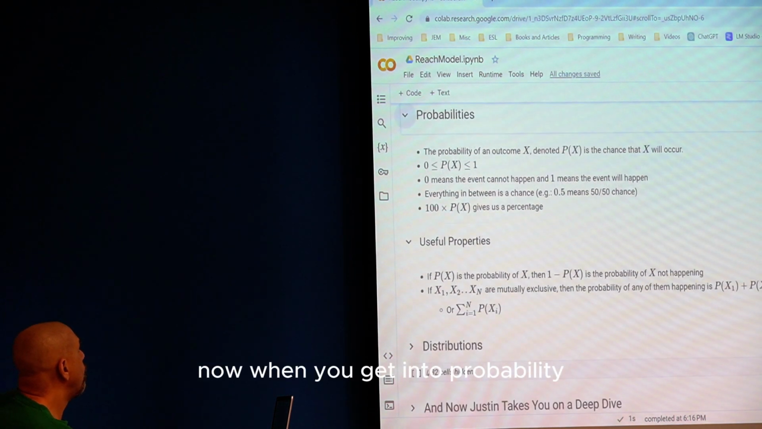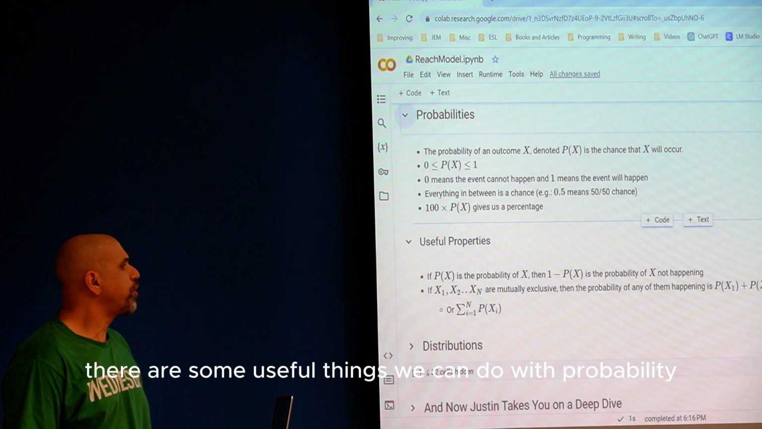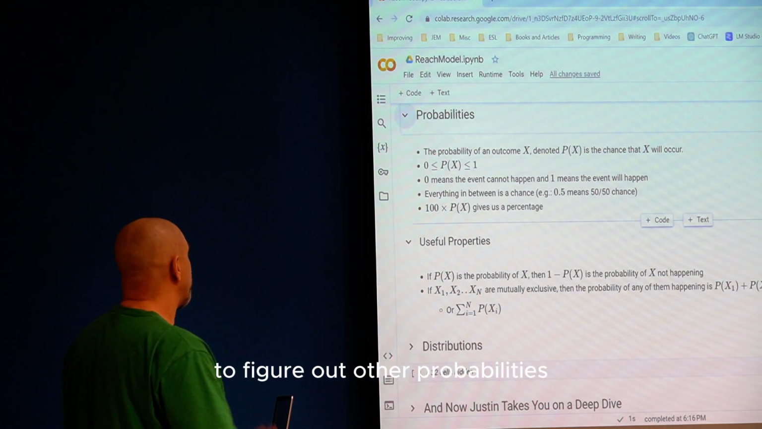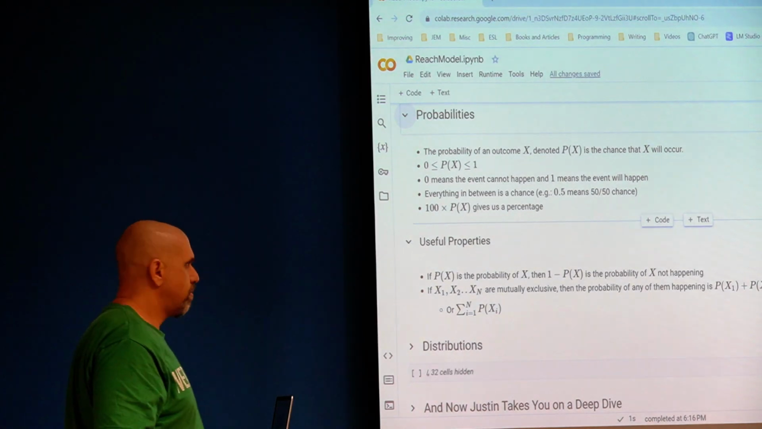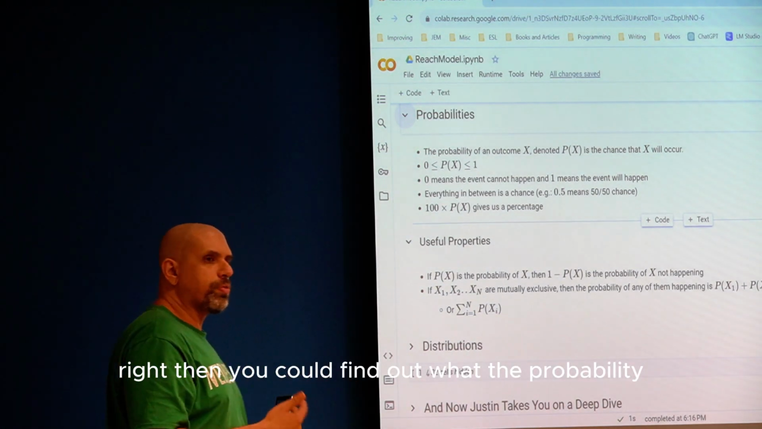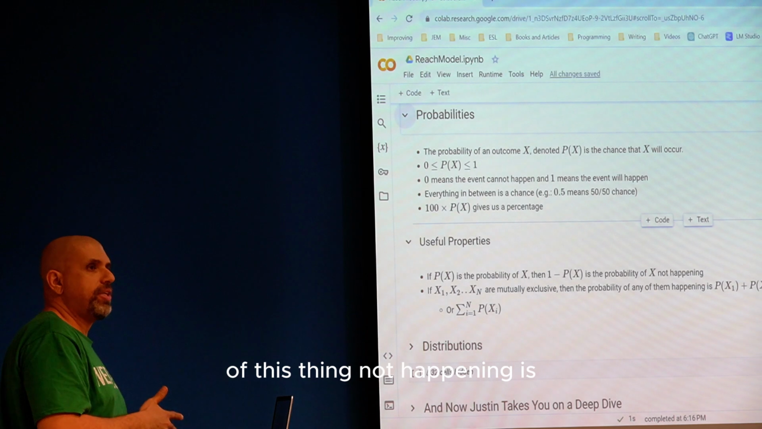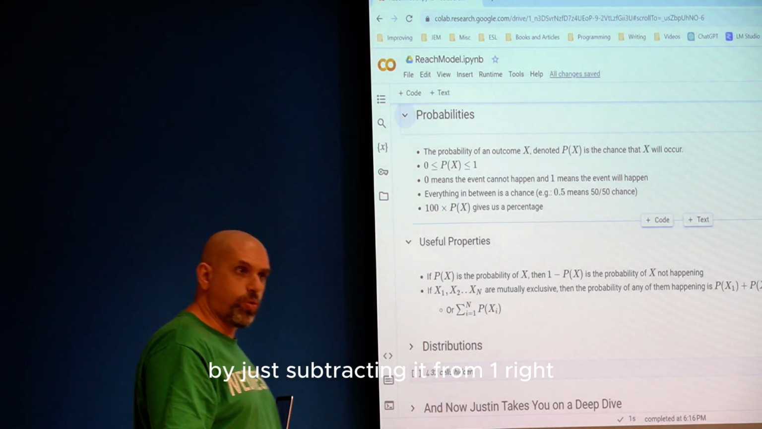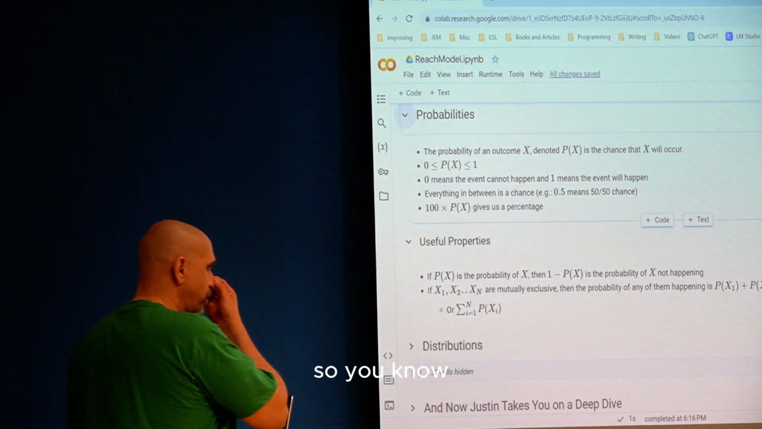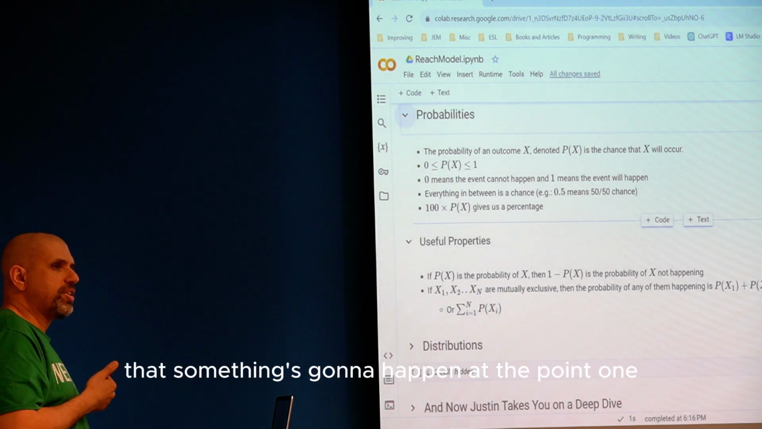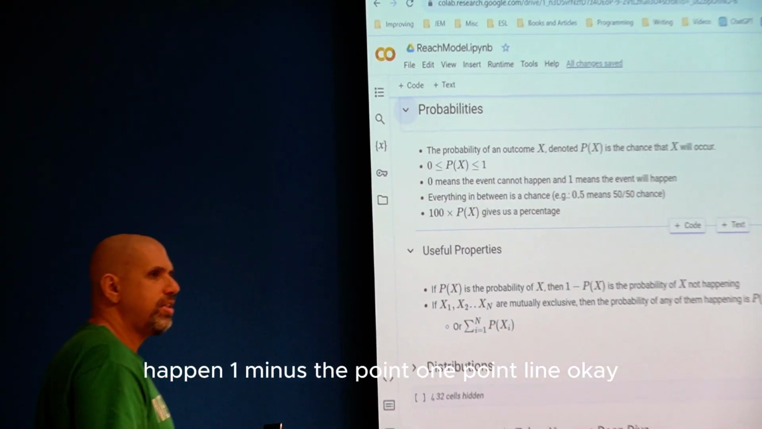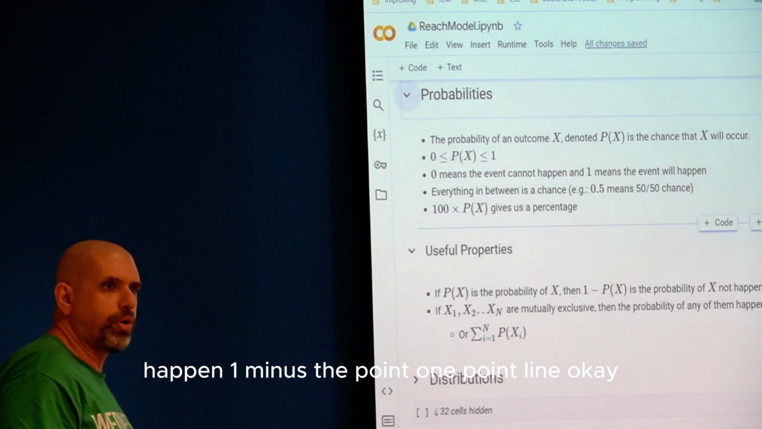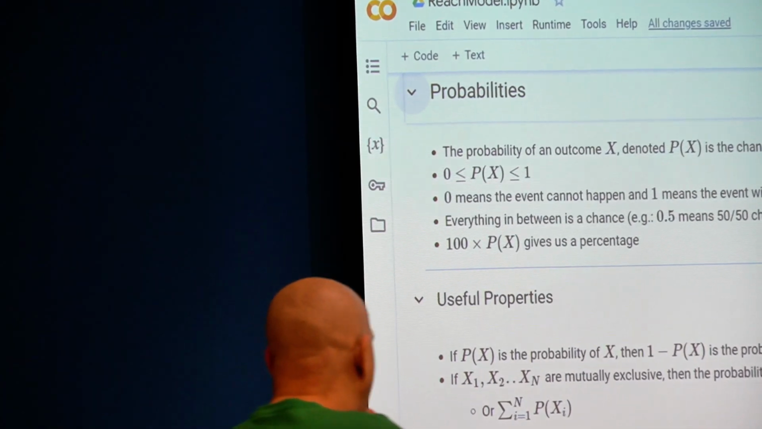Now, when you get into probability, there are some useful things we can do with probability to figure out other probabilities. So if you have a probability of something happening, then you can find out what the probability of this thing not happening is by just subtracting it from 1, right? So if you have a probability that something's going to happen, like 0.1, and you want to know what's the probability it's not going to happen, 1 minus 0.1 is 0.9, okay?